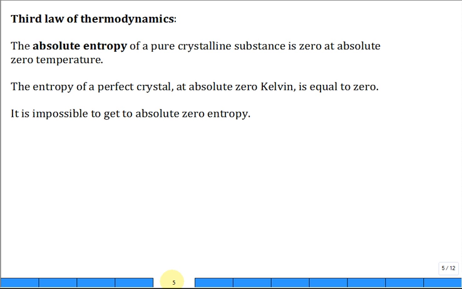The third law of thermodynamics helps us put everything on the same playing field. They came up with the idea that the absolute entropy of a pure crystalline substance is set to 0. It's defined to be 0 at absolute 0 temperature. That's the starting point for all of these entropy measurements for all of the species. Another way to say it: the entropy of a pure crystalline structure at 0 Kelvin is equal to 0. It's the same thing, just reworded slightly differently.